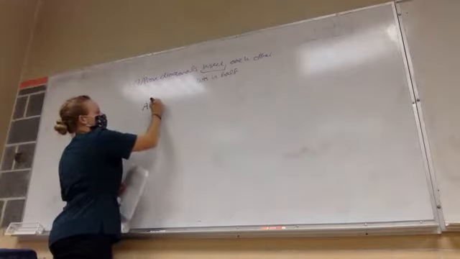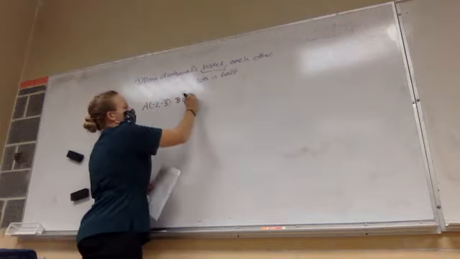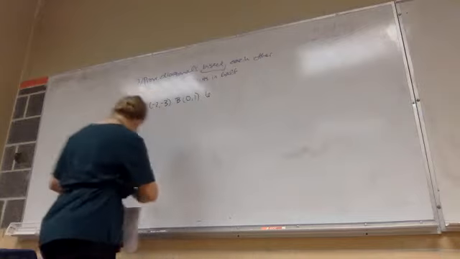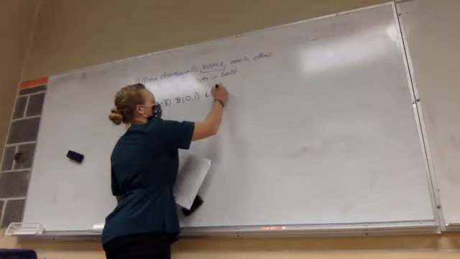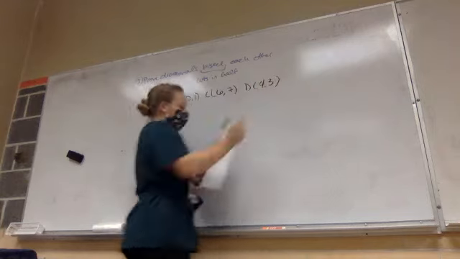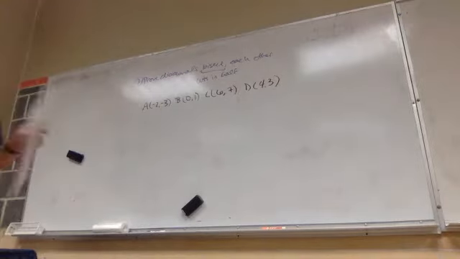A is at -2, -3. B is at 0, 1. C is at 6, 7. And D is at 4, 3. First, let's give it a draw. Let's draw it out and let's see where the diagonals are.